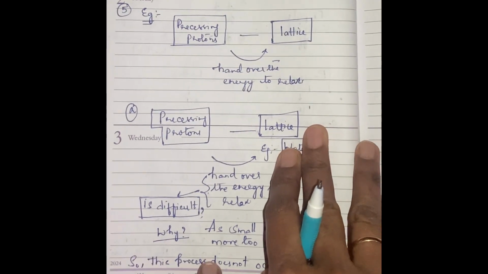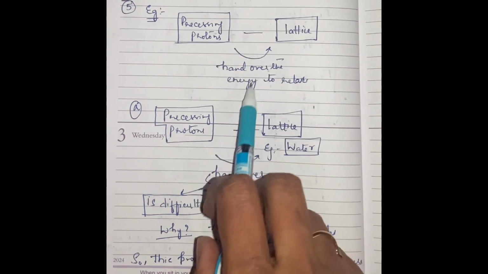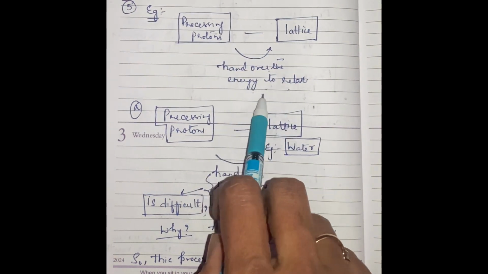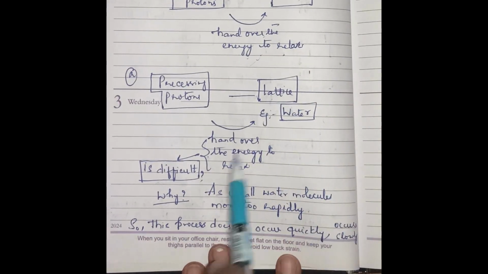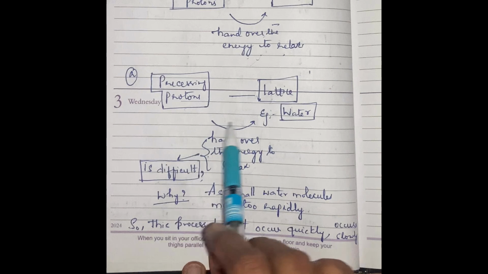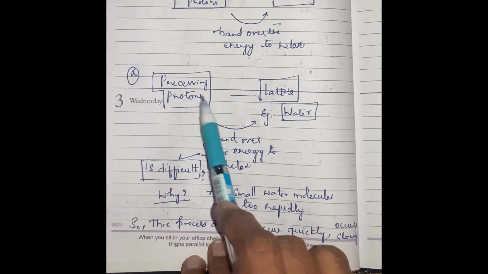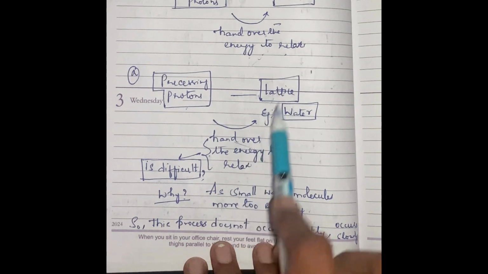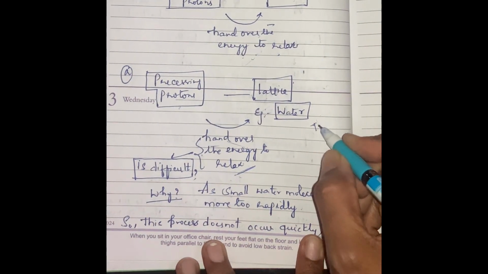Now we'll have an example. We have precessing protons, we have a lattice. Normally they hand over the energy to the surrounding, that is the lattice, to relax. So here the example is water. In this process it is very difficult. These precessing protons take time to hand over the energy to the lattice. This process takes longer. That's why for water T1 is long.